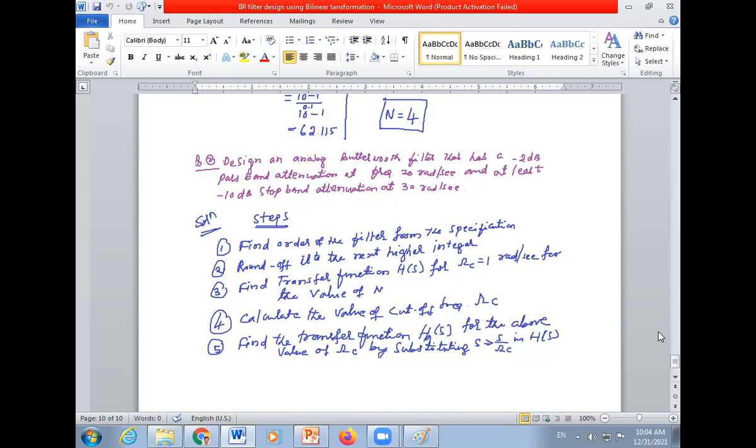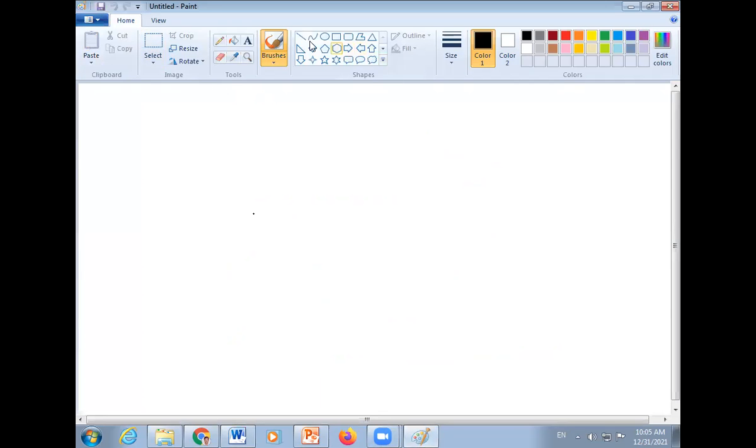So first we need to find the order of the filter for the given specification. Second, we need to round off it to the next higher integer. And third step is to find transfer function H of s for omega c equals 1 radian per second for the value of n. And fourth, calculate the value of cutoff frequency, that is omega c. And last, we need to find the transfer function H of s for the above value. So let us calculate first the order.